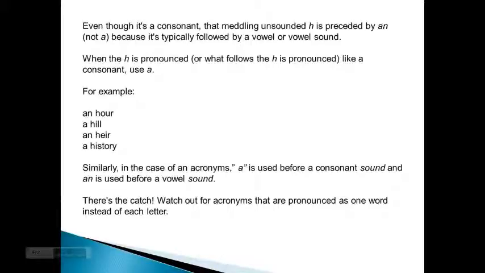Similarly, in the case of acronyms, a is used before a consonant sound and an is used before a vowel sound. There's the catch. Watch out for acronyms that are pronounced as one word instead of each letter.